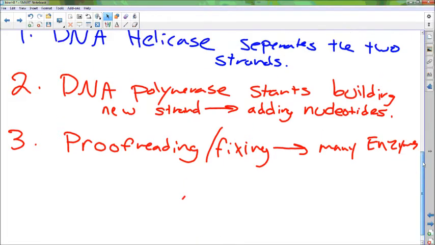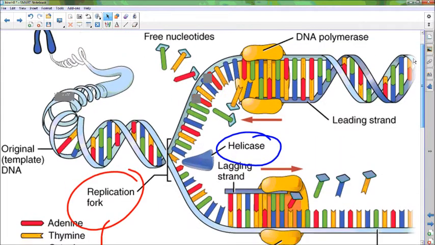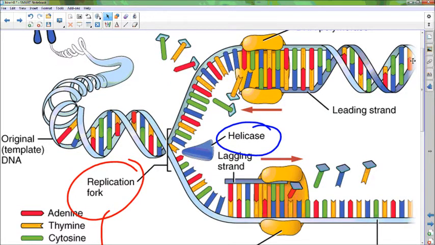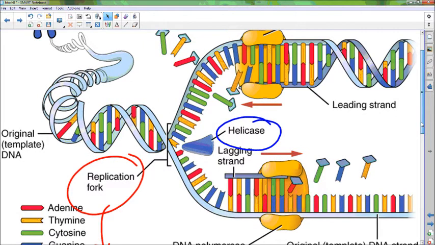So those are the 3 main steps. The helicase separates the two strands. The polymerase starts putting new nucleotides down, and as it moves along, there's a proofreading mechanism that comes along to make sure that the nucleotides that are there are the correct ones.